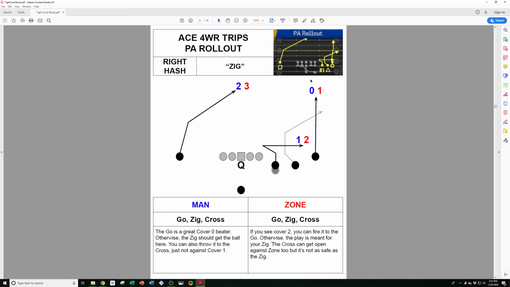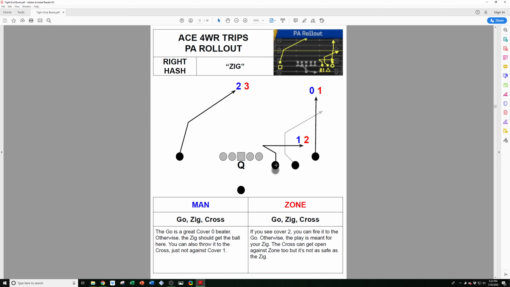Here you look at the play art, you've got your progression 0, 1, and 2. 0 for man is always going to be your number 1 read if applicable, and your cover 0 beater. After that, you just go 1, 2, 3, and so on. The same with zone. It's in red, 1, 2, and 3. But for this, all you need to know is your short name, it's zig.